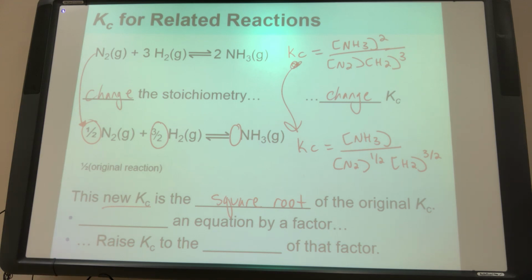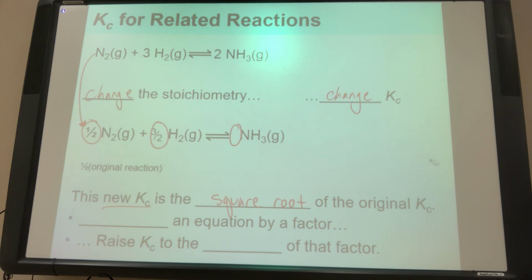All right, so here's my rules. You can just write them up here. Here's my rules. 1. If I divide the original equation by 2, so this equation was divided by 2 to get this, my coefficients, 3/2, now 2 over 2 is 1. So if I divide the original equation by 2, the new Kc is going to be equal to the square root of the old. So this is the new, this is the original. The new Kc is going to be equal to the square root of the original Kc.